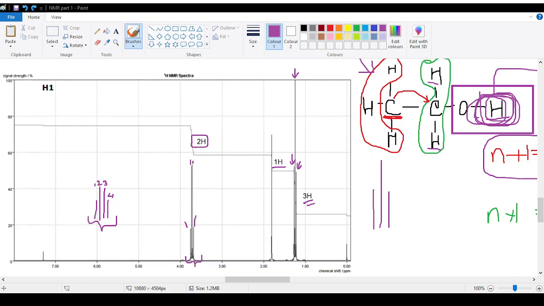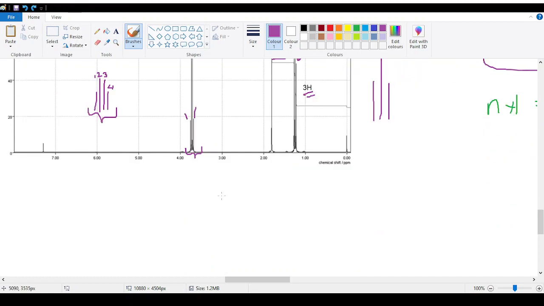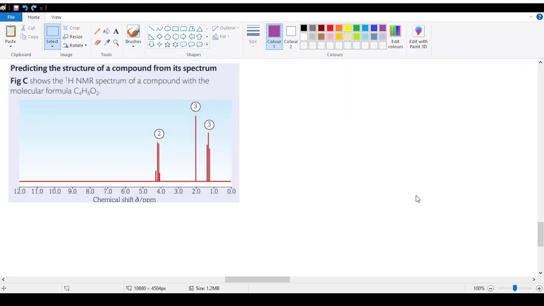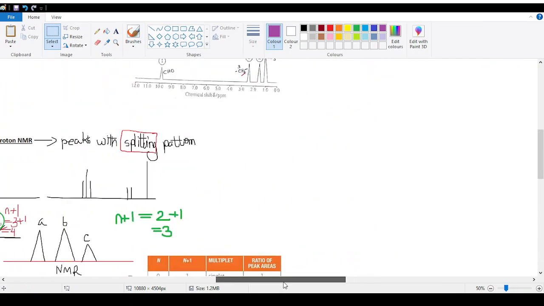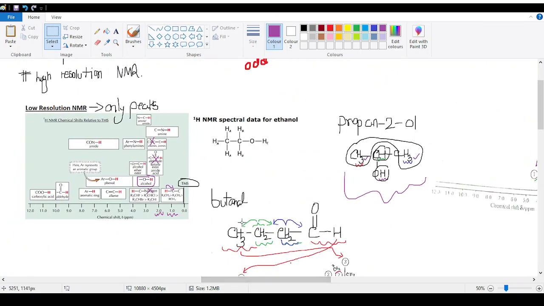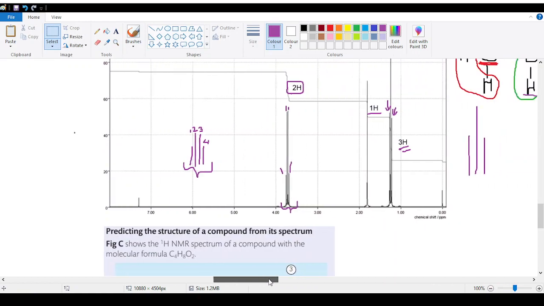Let's look at some examples. Let's take one example from your student book. Okay, so this is an easier example, easier to understand. To solve this, you're going to need the table, I guess. Let me give you that table. Just a minute.